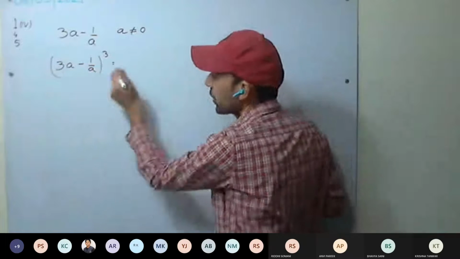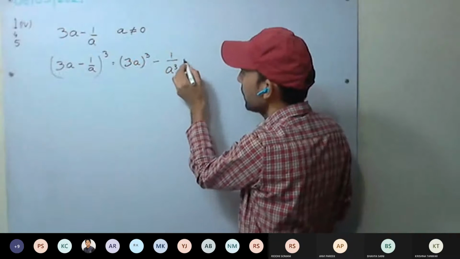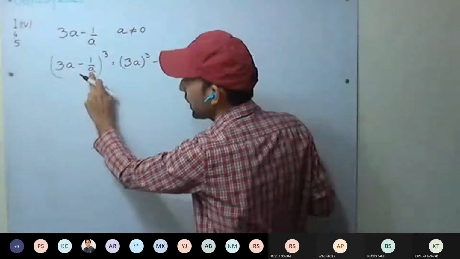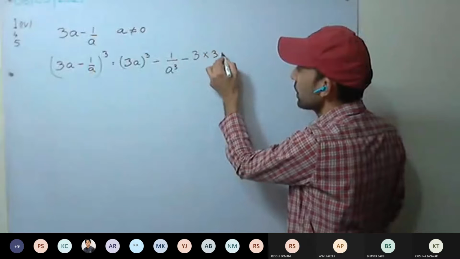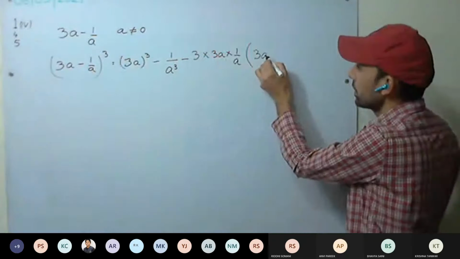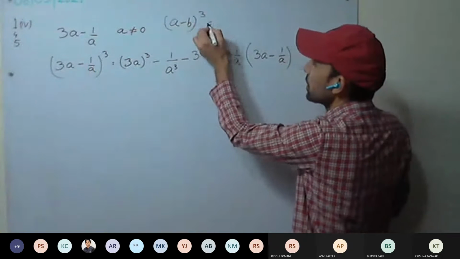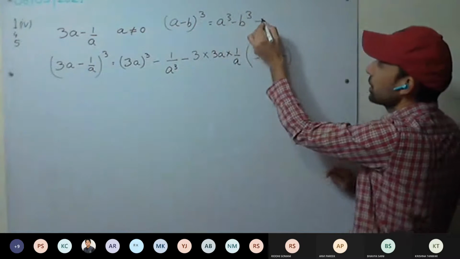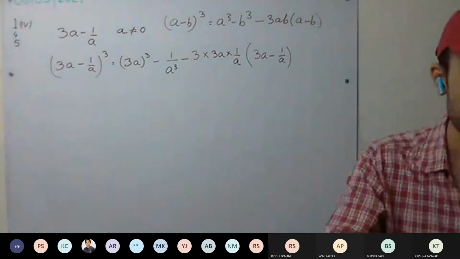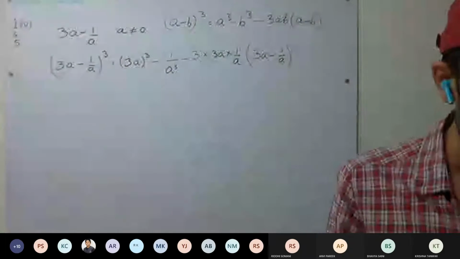It will be what? Its cube: 3a cube minus 1 upon a cube, then minus 3 into 3a into 1 upon a, then 3a minus 1 upon a. This we have studied: a minus b the whole cube is a cube minus b cube minus 3ab, a minus b. This was the expansion. You can check on page number 58.